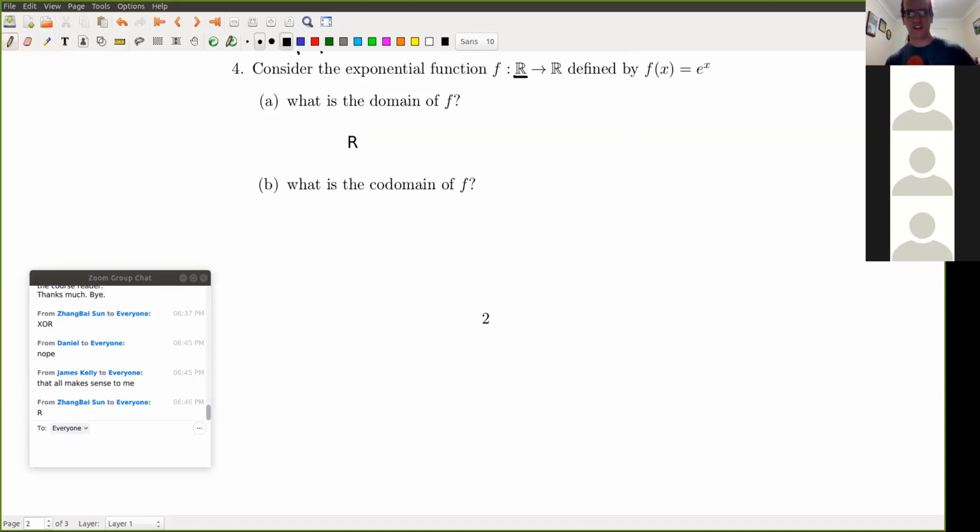So that's this guy. Codomain, going from the reals to the reals. So the next one is R again. That's just in the setup of the function. There's nothing special there.